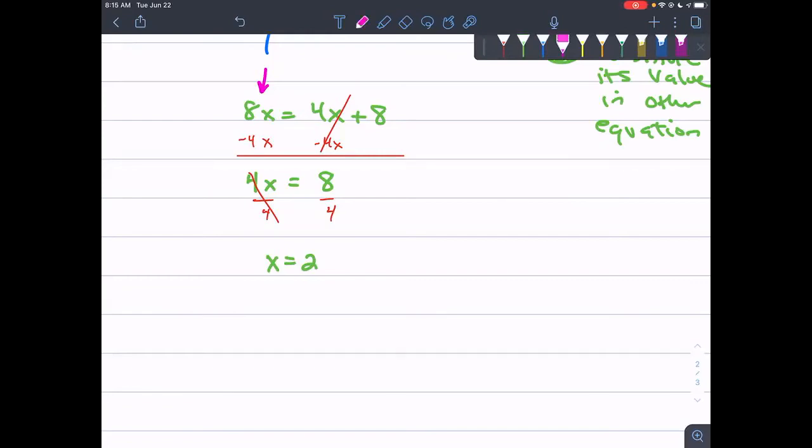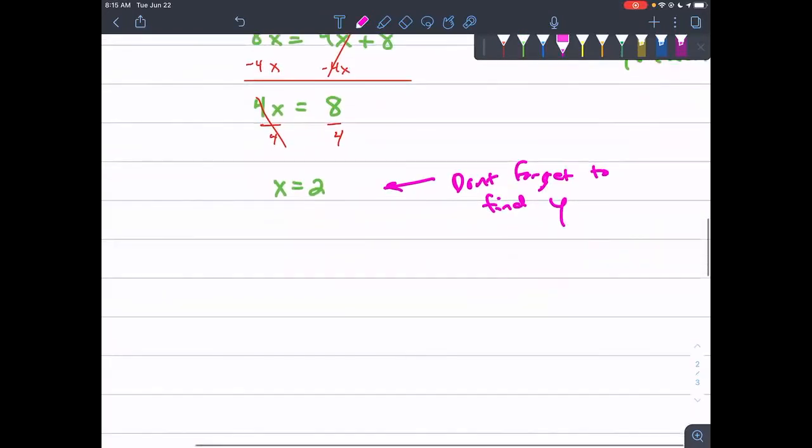Okay, and then a little note, don't forget to find y, because really what we're looking for is, one equation might have a line, the other equation might have a line. We're looking for that intersection point. So that intersection point's an ordered pair, an x value and a y value, x coordinate, y coordinate. So this part's usually pretty easy.